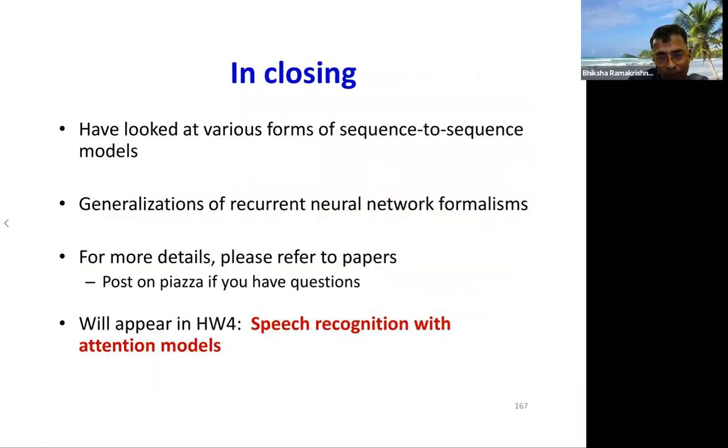And so in closing, we've looked at various forms of sequence-to-sequence models, which are generalizations of recurrent neural networks. For more details, we have some papers linked on the course page. If not, post a note on Piazza, we'll post more. Take a look at them, also go through Google Scholar. And if you have any questions, post on Piazza. This topic is going to appear in homework 4, which is on speech recognition with attention models. By the time you're done with homework 4, you're going to be an expert on this topic.